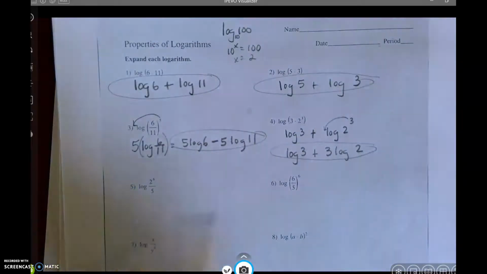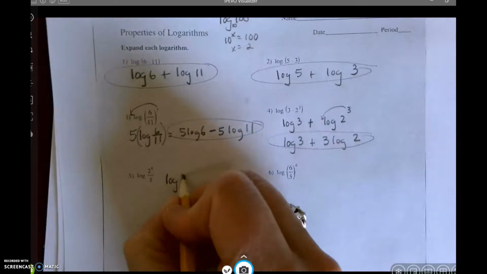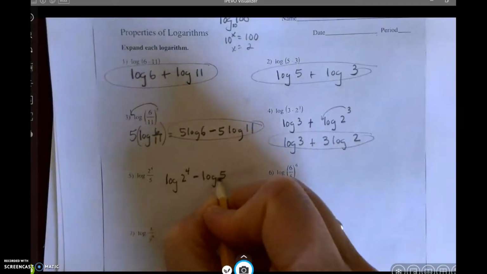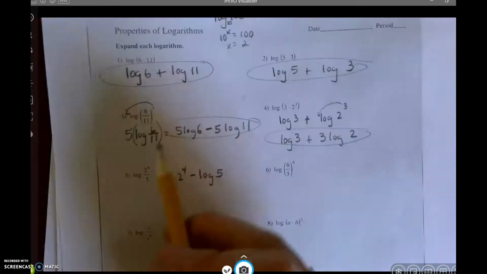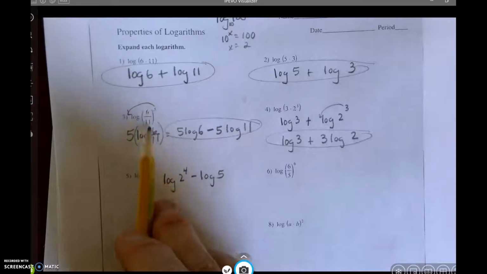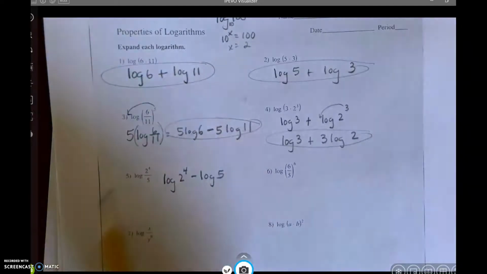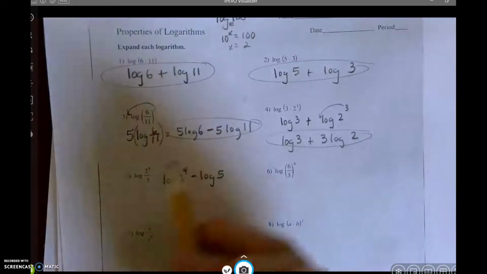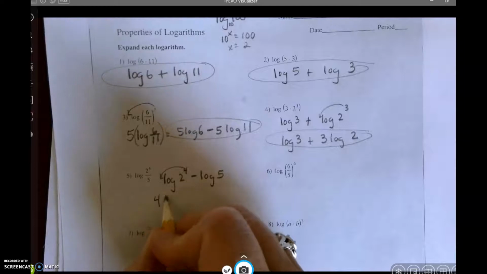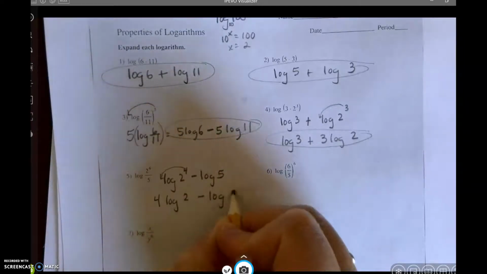Right, let's go to number 5. Got log of 2 to the 4th minus log of 5, because notice that 4 only went with the 2. It wasn't like the 5, where the 5 went with both of them. That's why we have the 5 with both the log of 6 and the log of 11. This 4 is only with the 2. That 4 can now be moved to the front. 4 log of 2 minus log of 5.